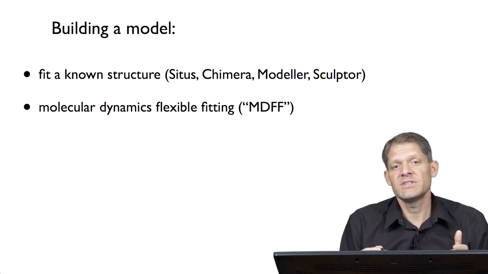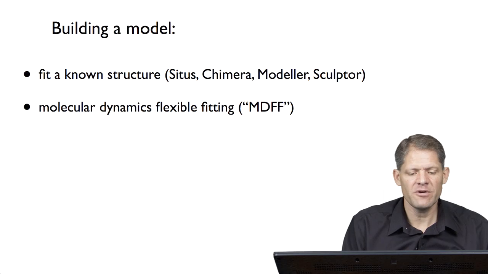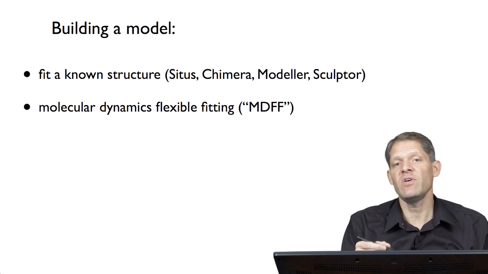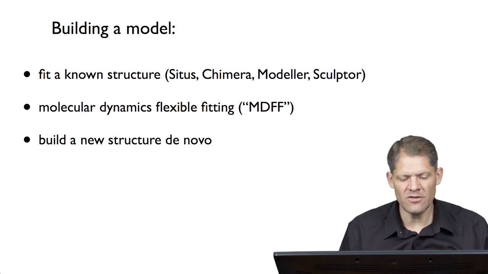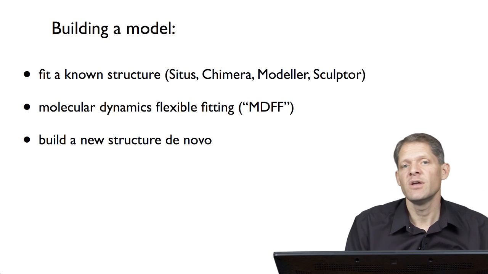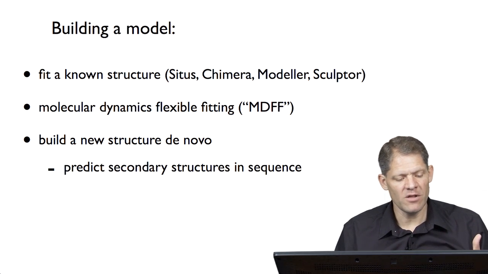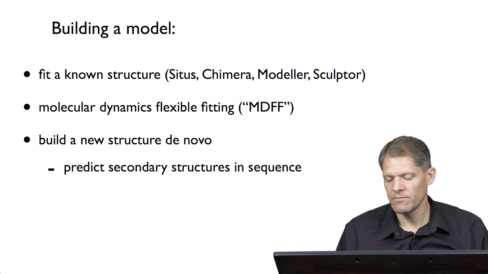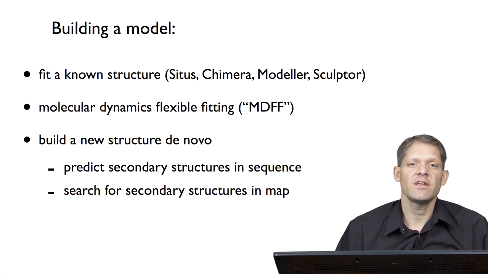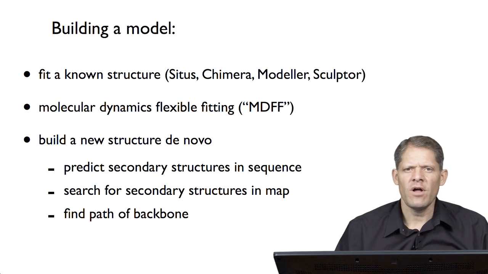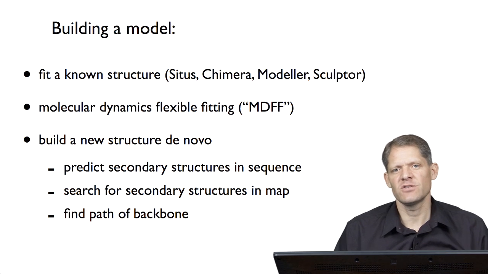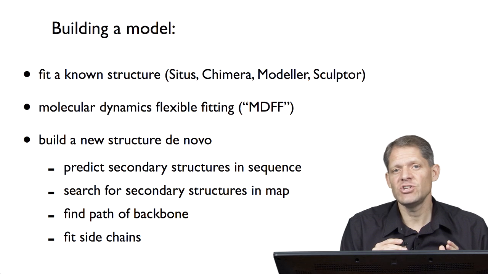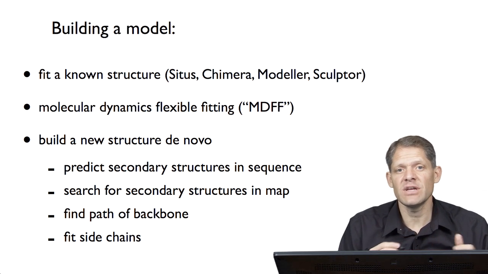But of course, some of the most exciting situations will be those in which there is no known structure that can either be docked or molecular dynamics flexible fit to the EM reconstruction. And in this case, you may have the opportunity to build a new structure de novo. And this process typically follows the steps of first predicting the secondary structures that are present, then searching for those secondary structures in the EM map, followed by finding a pathway that best connects those secondary structures, the path of the backbone, and finally recognizing bulky side chains to anchor the sequence in a particular place.